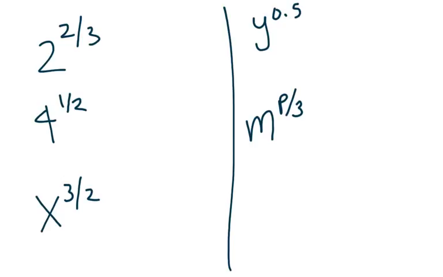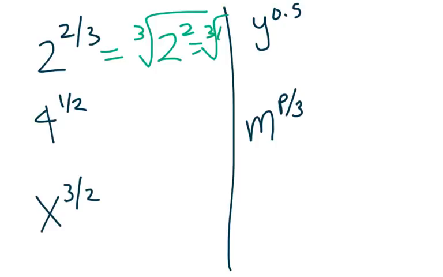So how can we rewrite 2 to the 2/3? Well, 2 is the base. Our numerator is going to be the power that 2 is raised to, and our denominator will be the root that is taken, or the index of the radical. So this is the same as saying 2 squared, and then the cube root of 2 squared, which is the same as saying the cube root of 4, because 2 squared equals 4.